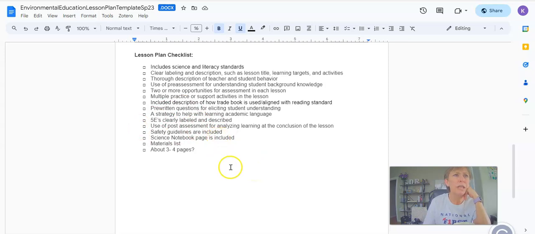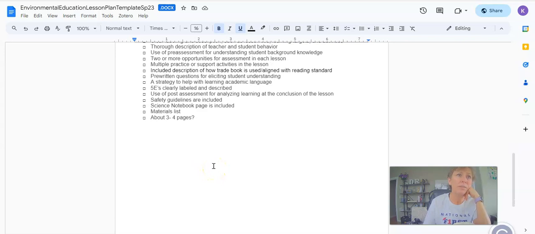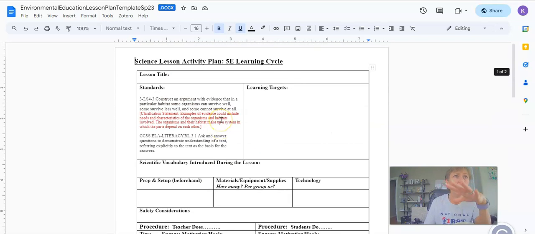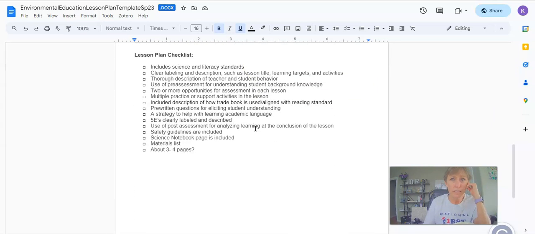You need to make sure you label any of the 5 E's that you're using. Use an end of the lesson assessment to see if they actually met the learning targets. Include safety guidelines. Your science notebook page should be included, your materials list, and all of this should end up being about 3 to 4 pages. So that's the assignment this week.